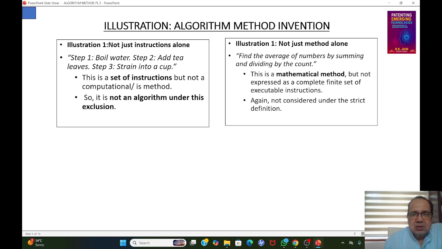Firstly, delving deeper into the algorithm, let us see the two parts, instructions as well as methodology. Here in the first illustration, we have marked the instructions, boil water. There is no methodology. These instructions are not bound by any kind of methodology. They are just simple statements. Likewise, the next illustration, find the average of numbers by summing and dividing by the count, is just a pure mathematical method. So standing alone, both statements would not qualify as per the definition of the algorithm.